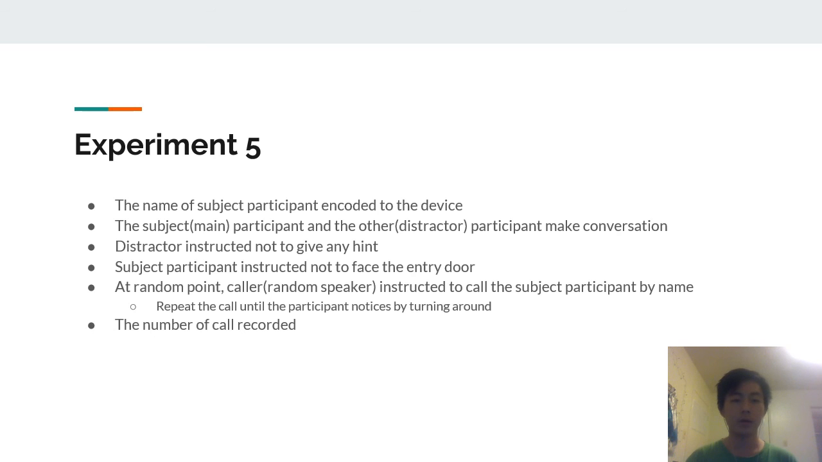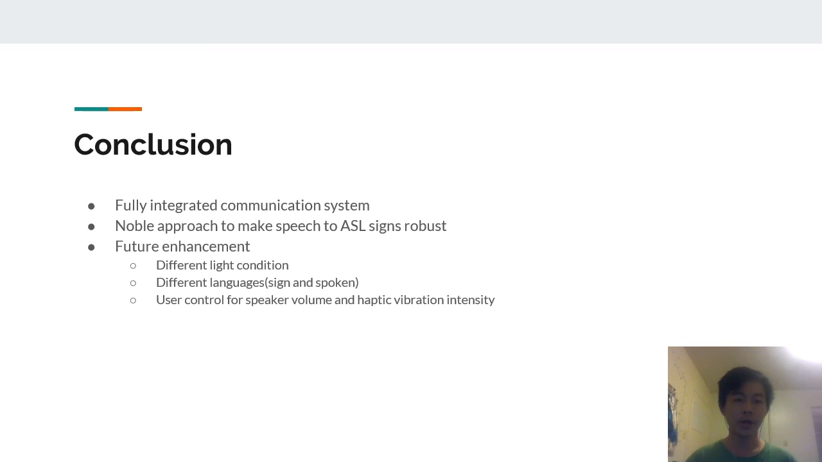So over here, I have proposed a fully integrated communication system for a deaf-mute person, which has the novel approach to make speech-to-SL signs robust. The future enhancement could be working under different light conditions, different languages, and also providing user control for speaker volume and haptic feedback vibration intensity.